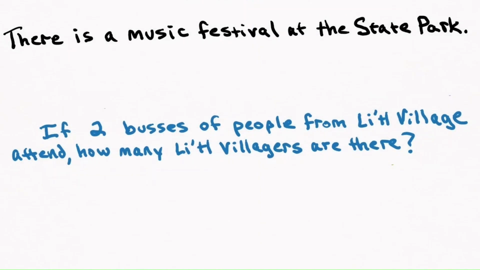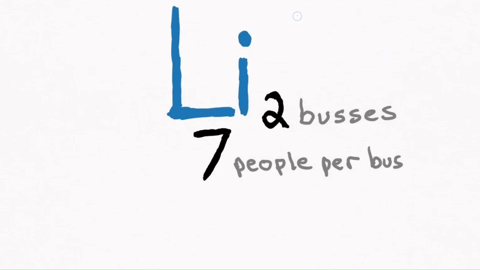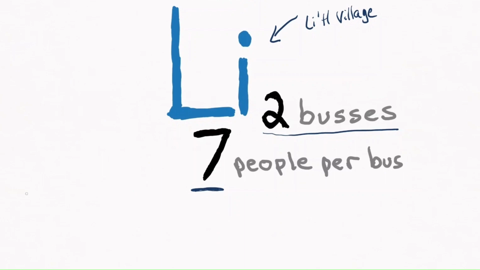Let's start with the smallest town, the village. It's so small it's not even a town, it's a village. If 2 buses of people from the little village attend, how many little villagers are there? So here's little, and we're just going to use this as an abbreviation for little villagers, and we're going to have 2 buses. But as I said before, there's only 7 people per bus, because it's a very tiny bus. So here's a bus, and 7 people can fit on it. 1, 2, 3, 4, 5, 6, 7. So 7 people fit on 1 bus in the little village.